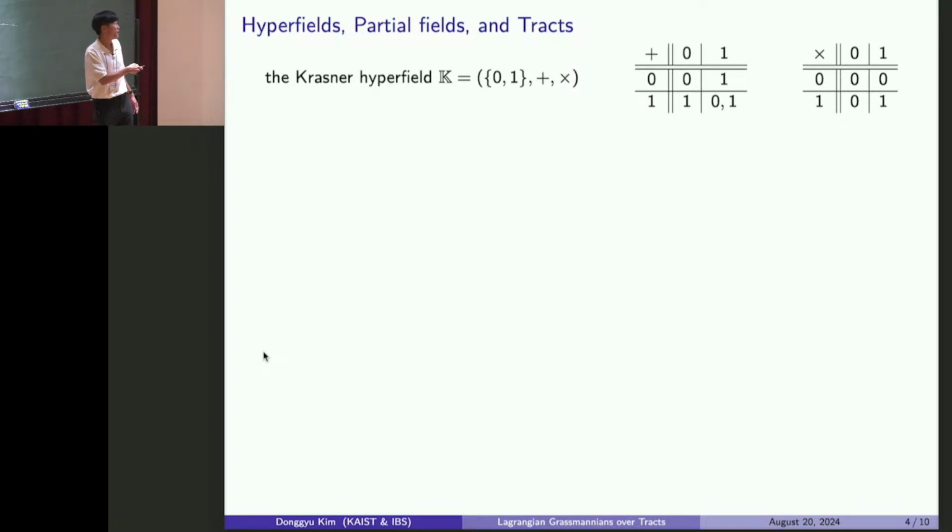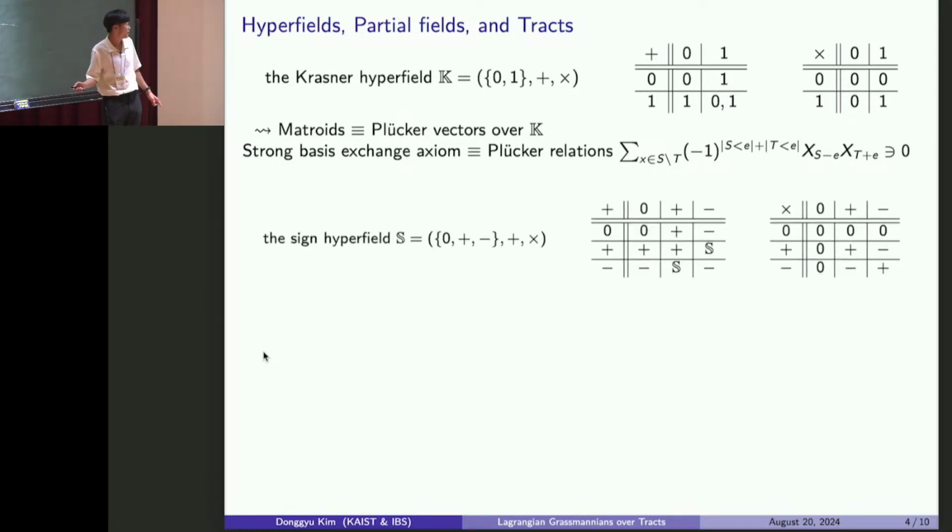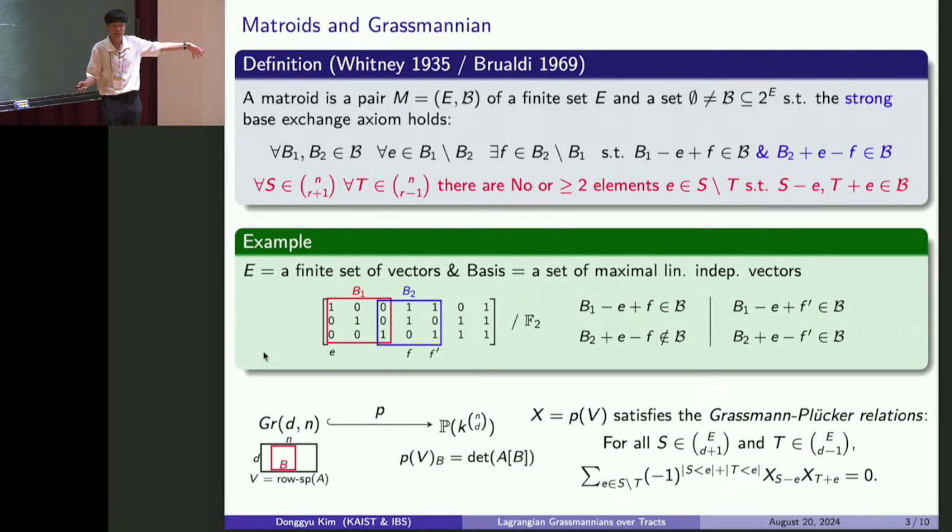If you consider 1 plus 1, then it may output 0 or 1. You can consider 0 as 0, but 1 is some symbol representing all the non-zero elements in the real field or any other field. So if you sum up two non-zero elements, then it may give you just 0 or non-zero. And in this concept, a matroid is nothing but a Plücker vector over the Krasner hyperfield, which you already observed in this slide.